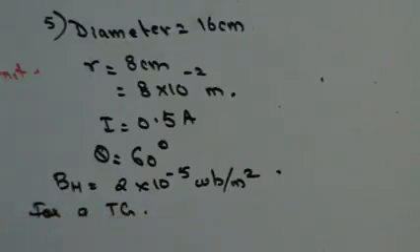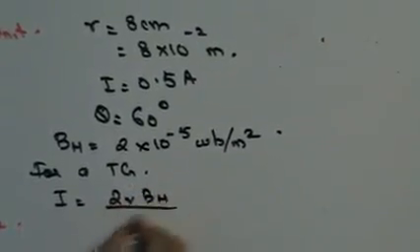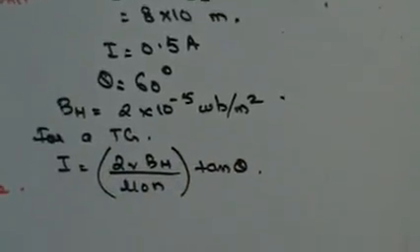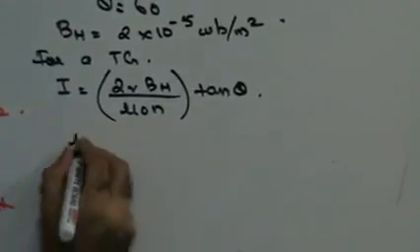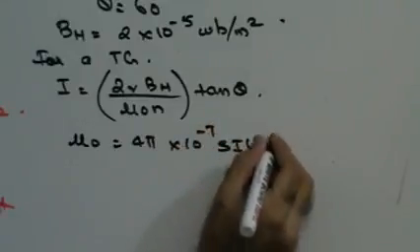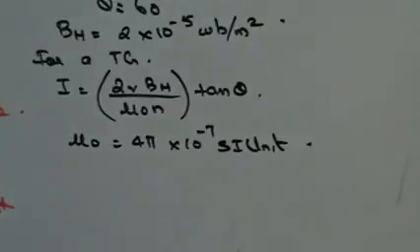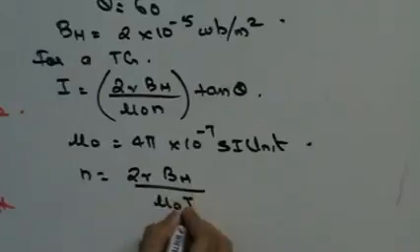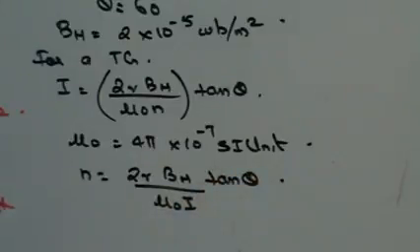I can say that for a tangent galvanometer, I is equal to 2r dh upon mu 0 n tan theta. That's your reduction factor into tan theta. Now, mu 0 we know is 4 pi into 10 raised to minus 7 SI units. I know the radius, current, deflection, horizontal component. The only unknown is n. So when you solve this, you will get n is 2r dh upon mu 0 I tan theta. You will come to know the number of turns.